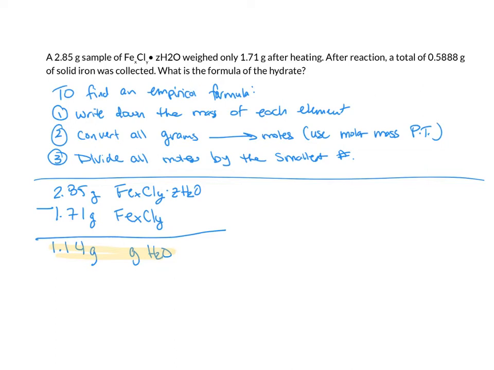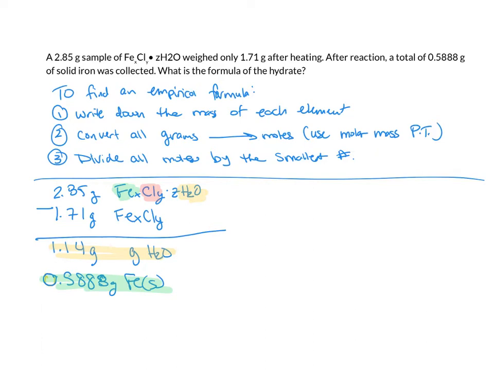After the reaction, a total of 0.5888 grams of solid iron was collected. I therefore have 0.5888 grams of Fe solid. So I know the mass of iron. I know the mass of water. We need to figure out the grams of chlorine before we can set up our empirical formula problem.